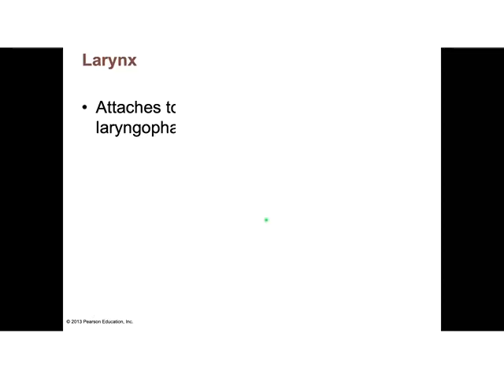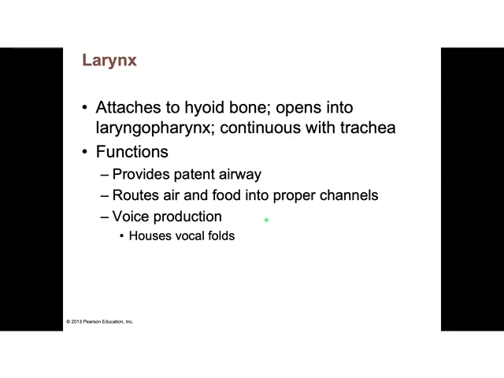Okay, the larynx is the voice box. It houses the vocal cords, which vibrate when air passes through them, and that produces sound. The faster the air goes past, and the higher the tension of the cords, the higher the pitch. The slower the air going past and the lower the tension in the cords, the lower the pitch. The greater the force behind the air going past the vocal cords, the greater the volume.